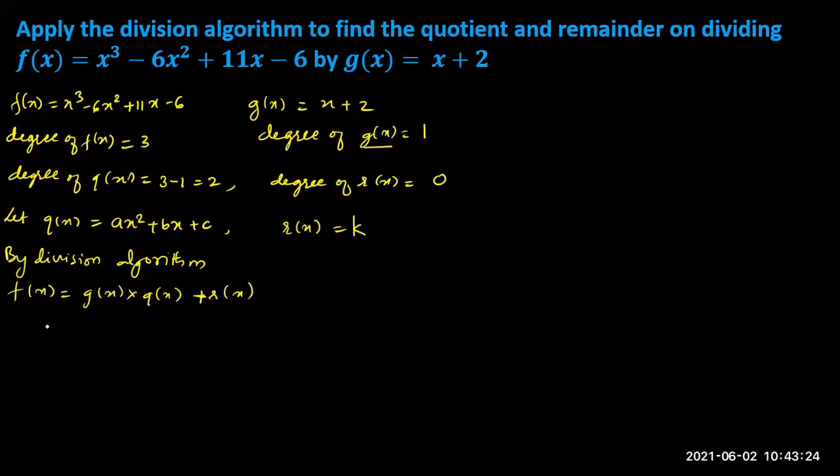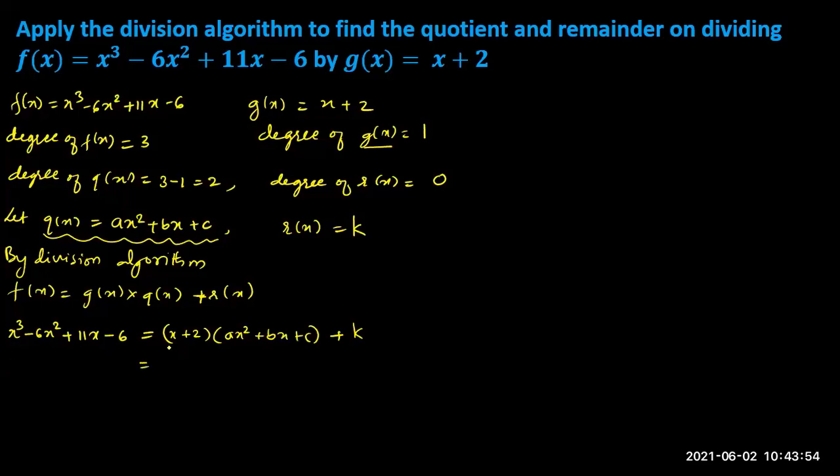So f of x is equal to x cube minus 6x square plus 11x minus 6. And g of x is what? x plus 2. And q of x is ax square plus bx plus c, and plus r of x, that is k. So this I'll keep as it is.